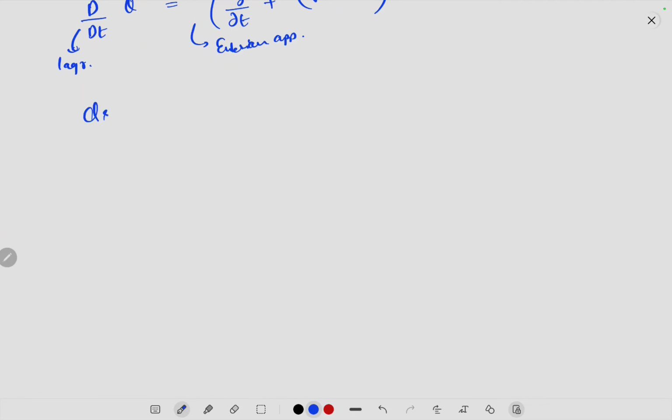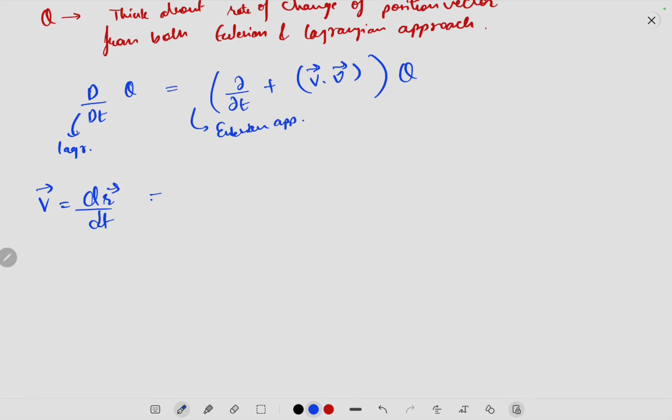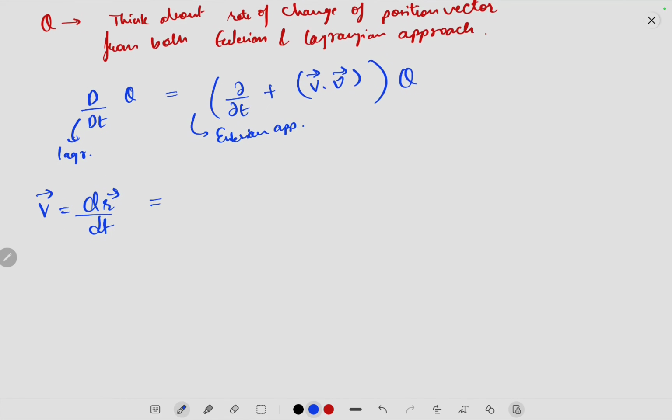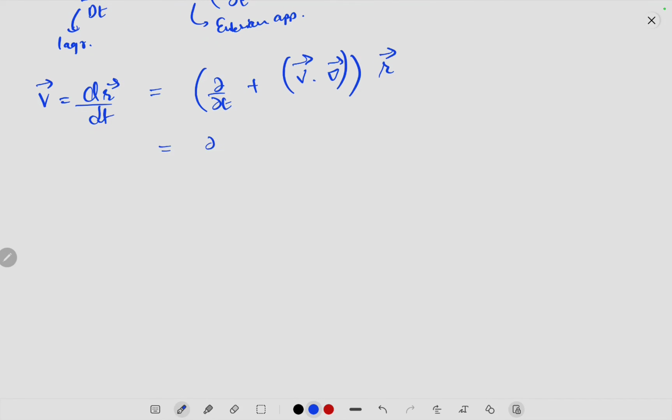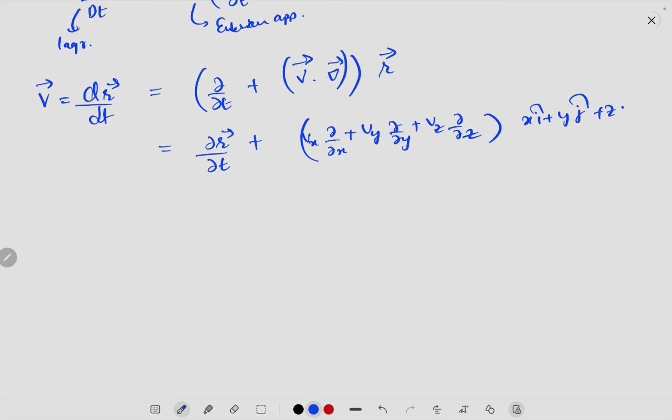Now we all know that dr by dt is nothing but velocity v vector. So this is what we got from the Lagrangian approach. Now in the Eulerian approach, we'll get del by del t plus v dot grad of r vector. So this gives you del r by del t plus v dot grad, which will give you vx del by del x plus vy del by del y plus vz del by del z, acting on r vector, which is x i hat plus y j hat plus z k hat in Cartesian coordinates.